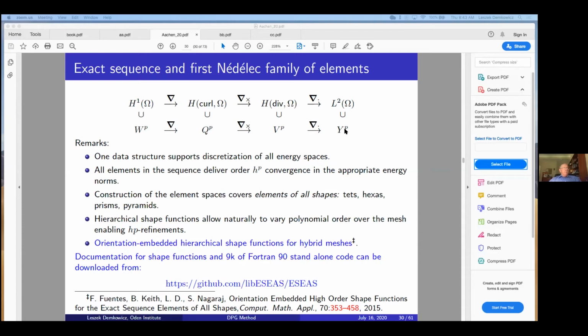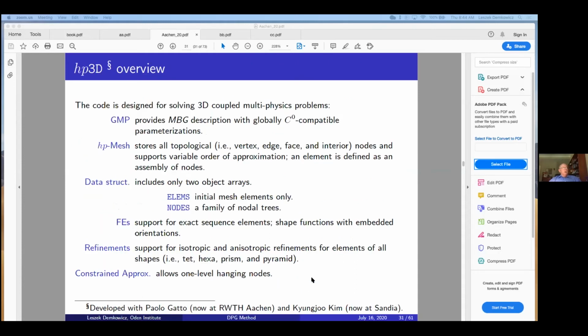It's an HP code. It supports variable order of approximation, variable order elements. The p can change from one element to another element, and it uses special orientation embedded hierarchical shape functions that we published 5 years ago, and that package containing those shape functions for elements of all shapes and all these exact sequence spaces is a standalone code, which you can download from here if you're interested in using that in your own code. This is a one slide overview of the logic behind the code.